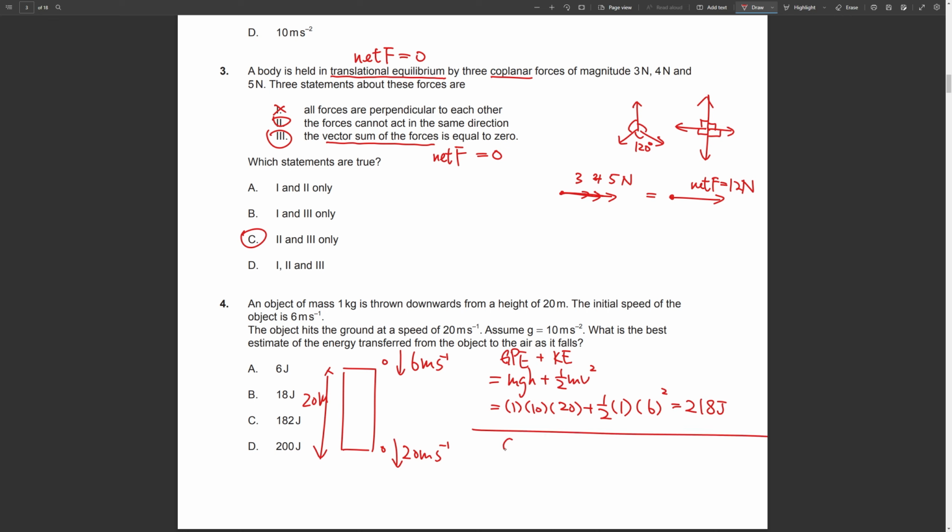At the bottom here is once again GPE and KE. The amount of GPE should be 0 because it's on the ground, the height is 0. The kinetic energy is half times its mass times its new speed squared. It is 200 joules. Why are the energy at the top and on the ground so different? Because there should be some energy transfer to the air particles. The amount of energy lost is the difference between 218 and 200, which is 18 joules. So the answer is B.